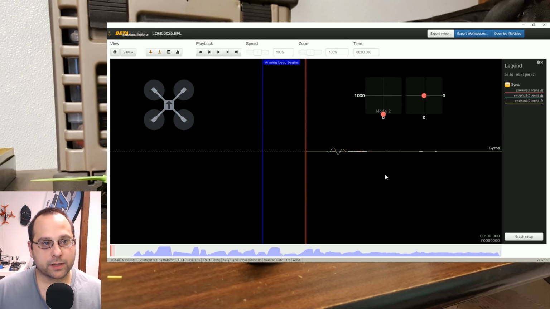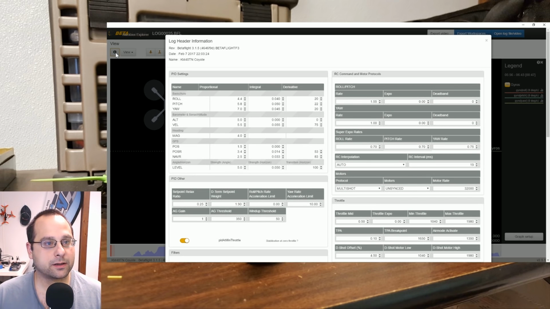So here I've got a black box log file loaded, and let's just take a quick look at the header so we can see what my PIDs are. This is Betaflight 3.1.5. And you can see I'm pretty much at the default PIDs. These aren't exactly the default I gains. They're pretty close though, and the P gain's been tweaked a little, but that shouldn't really affect what we're seeing. So we're basically at a default tune here.